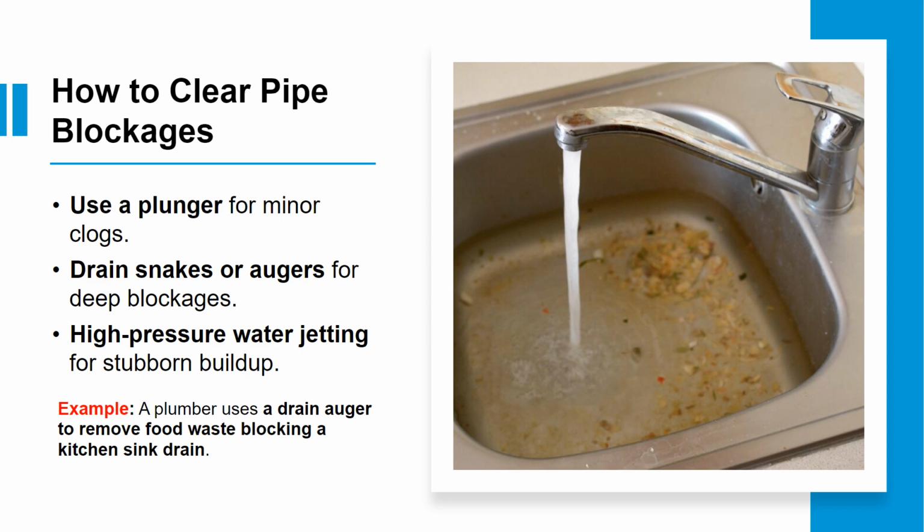For tougher blockages, use a pipe brush or wire. Disassemble the trap under the sink if needed. Clean the inside thoroughly with a pipe brush or soft wire. Chemical cleaners, only as a last resort. These can damage pipes if overused.